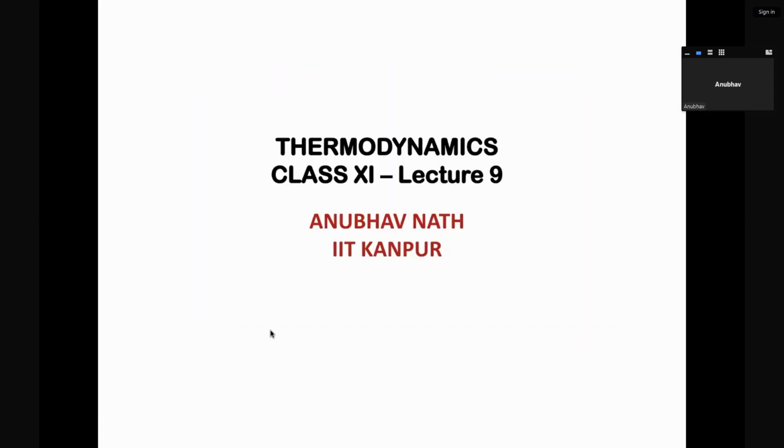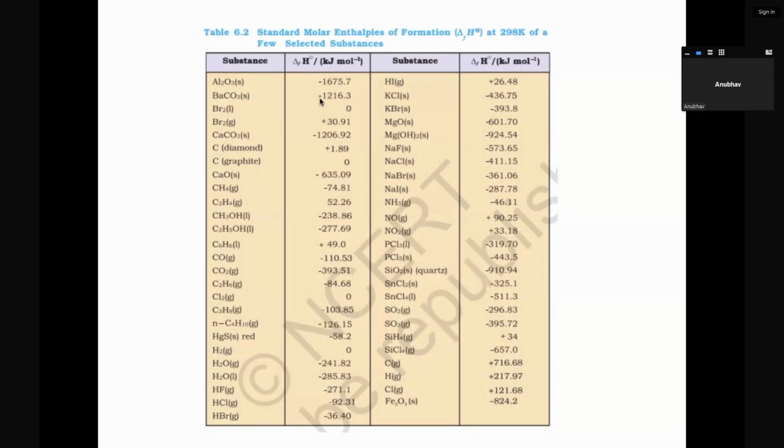Now, in today's class of thermodynamics, we will learn about something new. In this case, also, we will talk about the enthalpy change, that are the standard molar enthalpies of formation, that is delta_f H° at 25 degrees Celsius, that is 298 Kelvin. So we will continue our discussion, and first of all, I will show you a table. This table consists of some standard molar enthalpies of formation at 298 Kelvin of a few selected molecules.